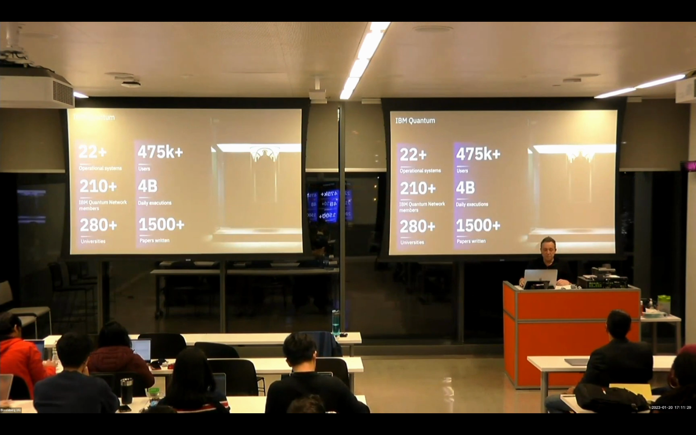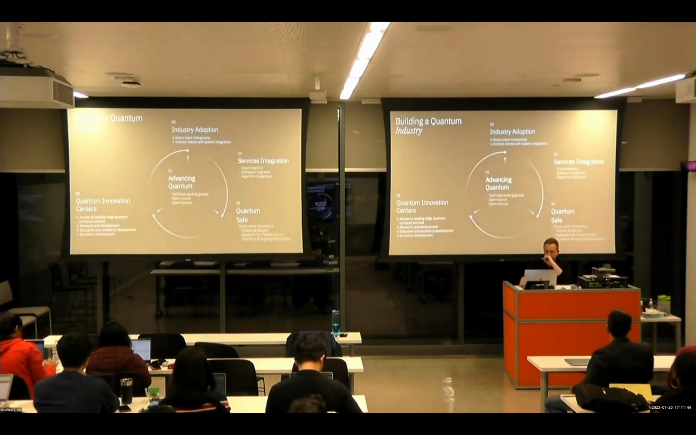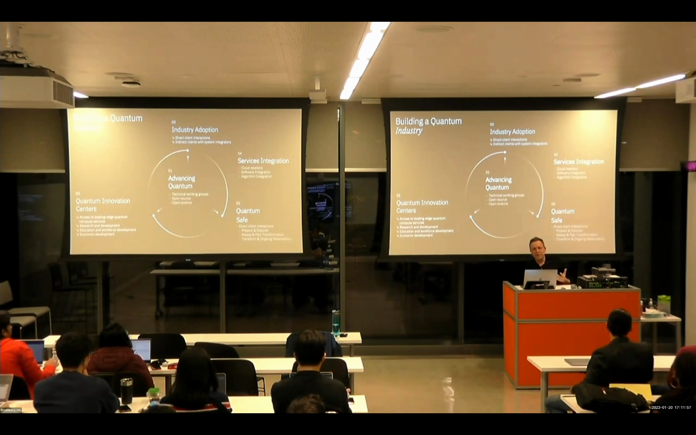So just quickly, we have 22 operational systems and many more on the way. Now we have 475,000 users, 210 members of our network, so 210 clients, 280 universities. We're running about 4 billion executions a day. And the aim here, we do a lot of work with national governments as well as just large clients. Our aim is to actually create an industry, not business. We're going to create a business anyway, but the industry is the important part. So we try to collaborate as much as possible, even with organizations that would be competitors.